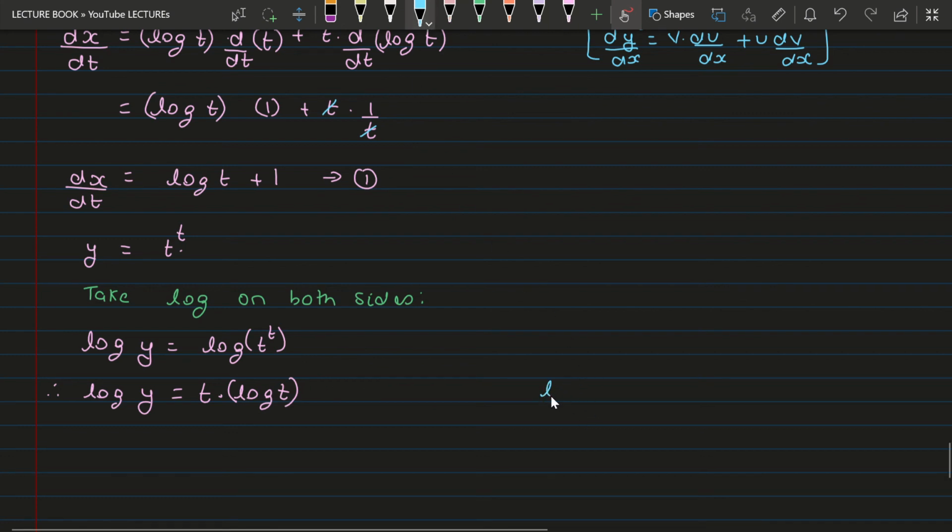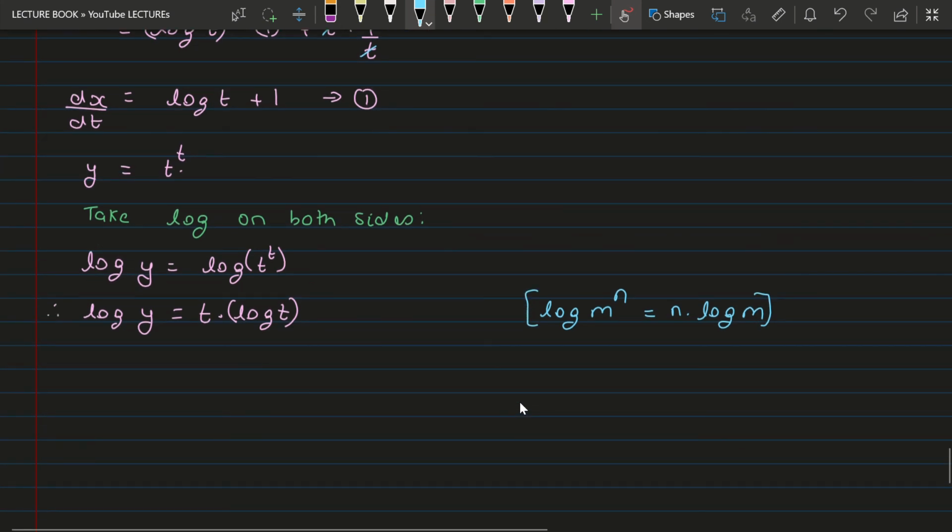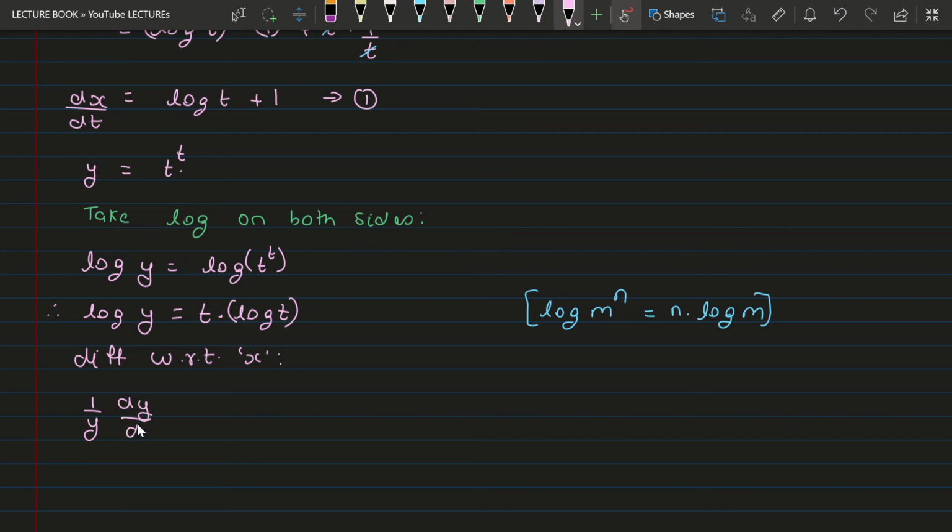I'll give you the property, guys. The property is like this: log of m raised to n is equal to n into log of m. So students, any further simplification is not possible. So now I will differentiate this with respect to x. Differentiating with respect to x, derivative of log y will be 1 by y into dy by dt. Sorry guys, I by mistake wrote this as x. You should write this as t.